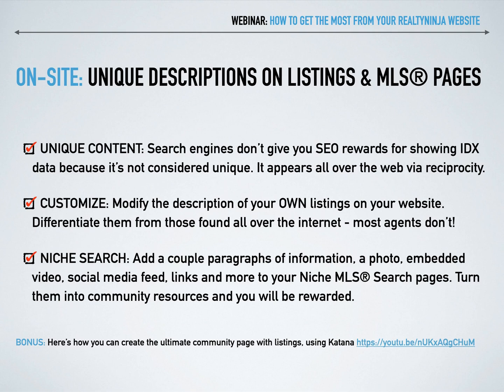Next on-site optimization tactic is unique descriptions on your listings and MLS pages. Unique content is an extremely important concept in SEO, and SEO means search engine optimization for those who don't know. Search engines will only reward your website if it has unique content on it. If you're copy pasting content from another website, that is duplicate content, and search engines don't reward you, and in some cases it can actually negatively impact your SEO score. So it's not a good idea to copy paste a bunch of info from Wikipedia to your website.